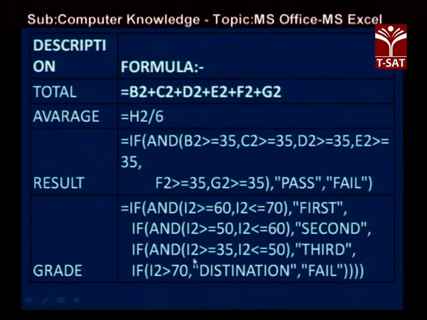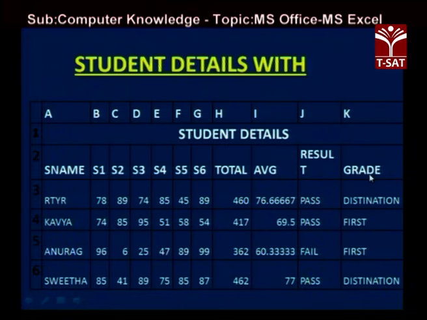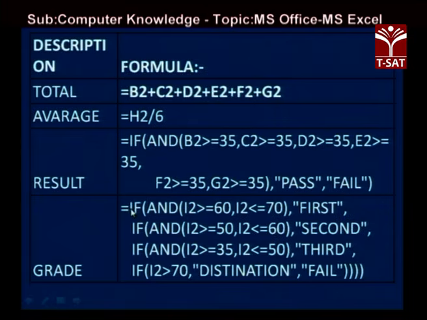Next, grade. How to find out the grade option? This is important. How to find the grade? Here, based on the average, find out the grade options: distinction, first and so on. This is the formula for a grade.